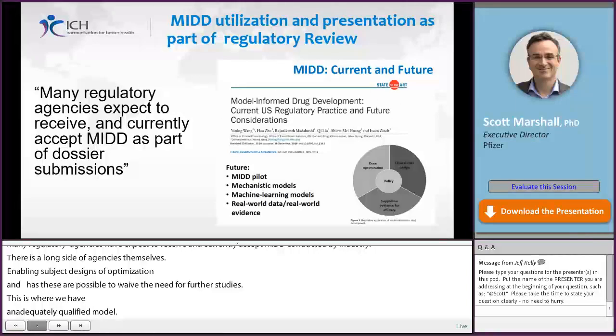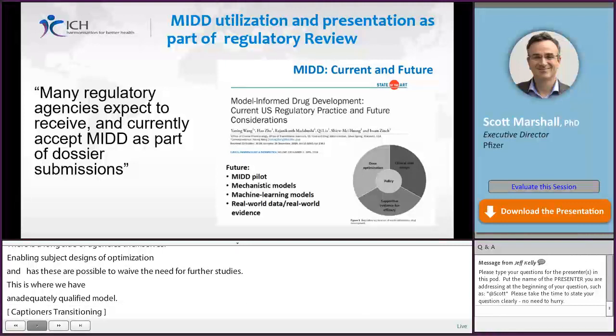One publication of particular note is this 2019 paper from the FDA ClinPharm pharmacometric colleagues, which summarises their view of the current practice and future considerations. This paper highlights the application of MIDD across areas of dose optimization, clinical trial design, and where MIDD has given support for evidence of efficacy.